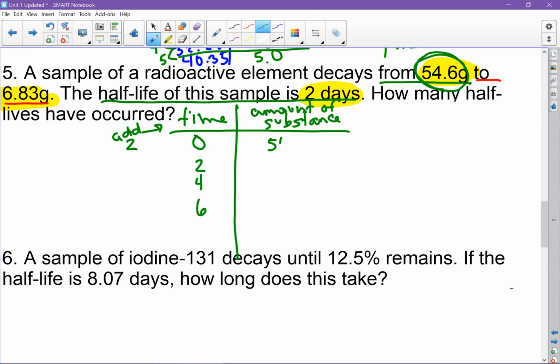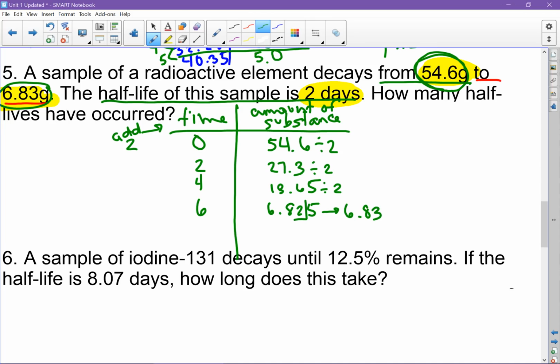Try it again. Okay, so we're going to divide in this column. If I divide it once, I get 27.3. Divide it again, 13.65, and we have to keep going until we hit this other number that they mentioned. So if I divide it in half again, I get 6.825, which really, if I rounded it, is 6.83. So that's where we want to end.